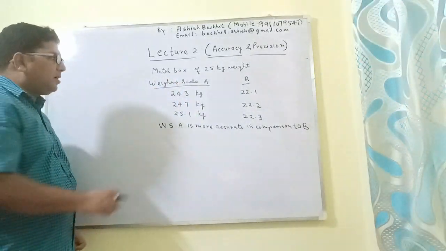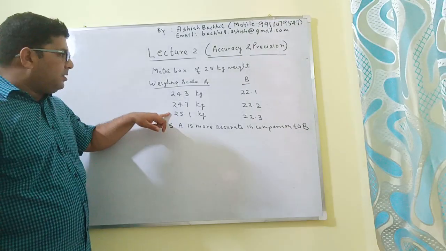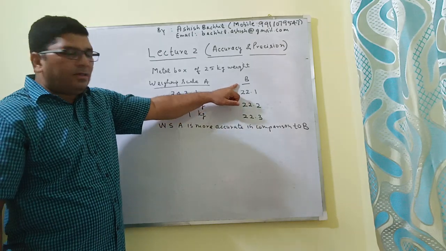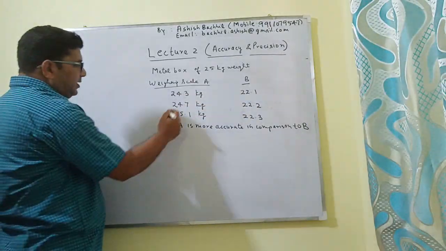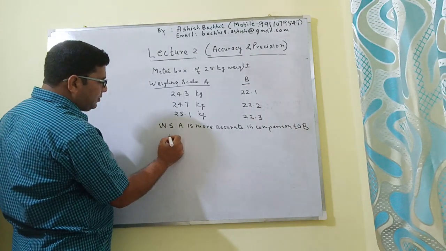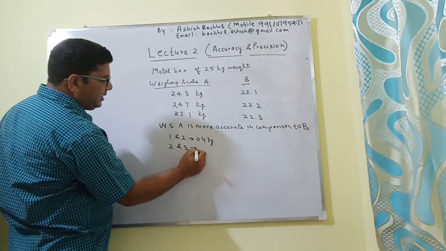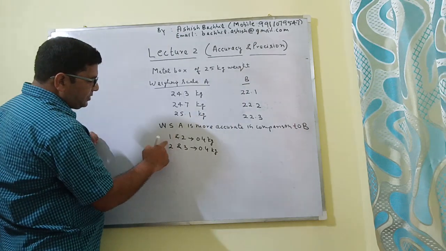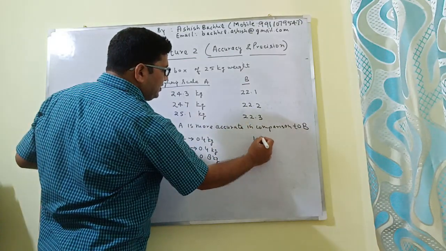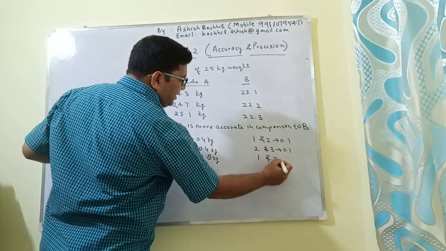Now we will talk about the precision. Here you will see that the degree of variation in these three readings is more in comparison to the variation in the three readings which we have taken from scale B. Here the variation is how much? The variation between reading 1 and 2 is equal to 0.4 kg. The variation between the second reading and the third reading is again 0.4 kg. And the variation between the first and the third is 0.8 kg. Now here you will see the variation between the first and the second reading is 0.1, second and third it is 0.1, and first and third it is 0.2 kg.